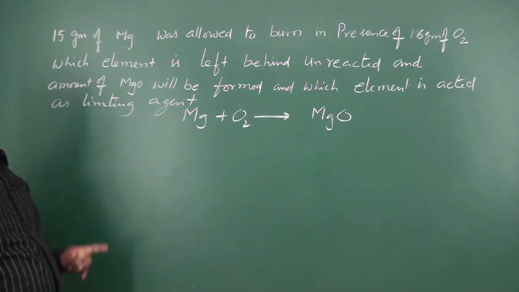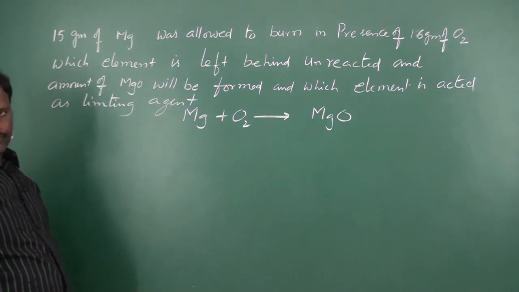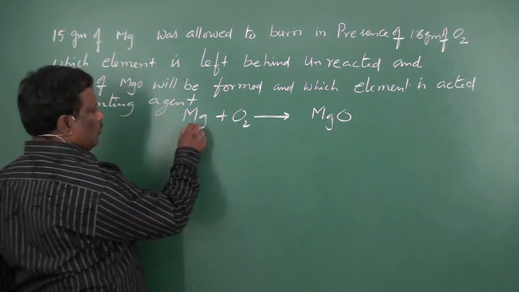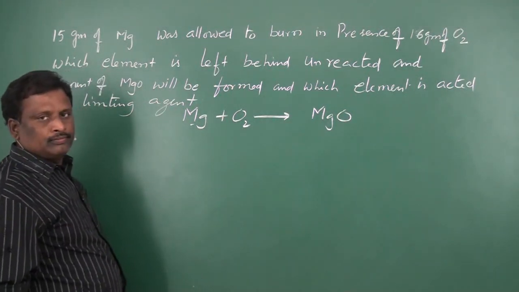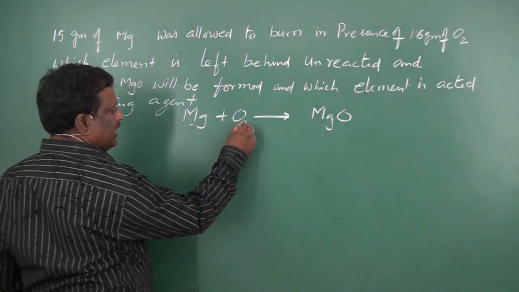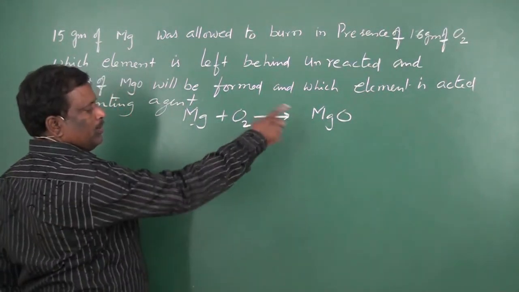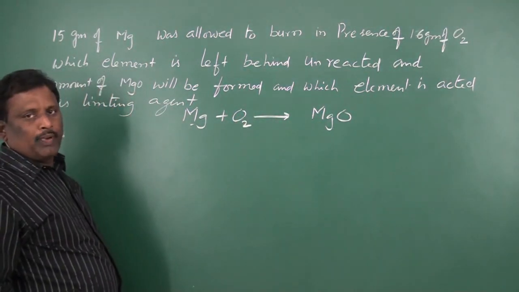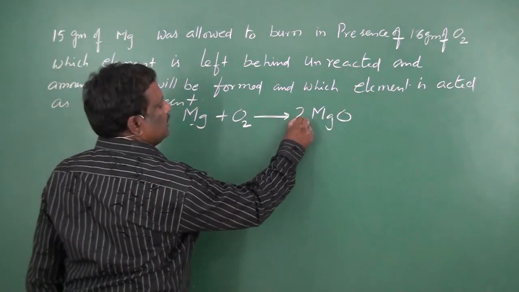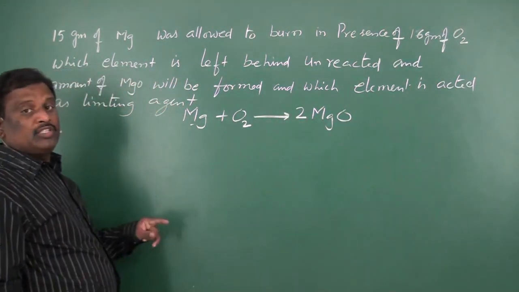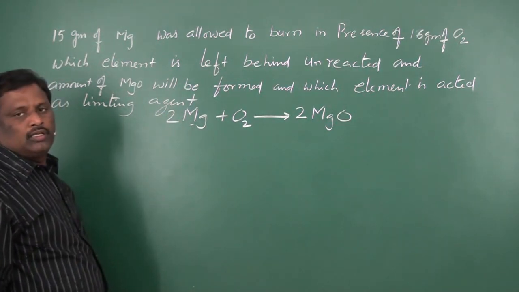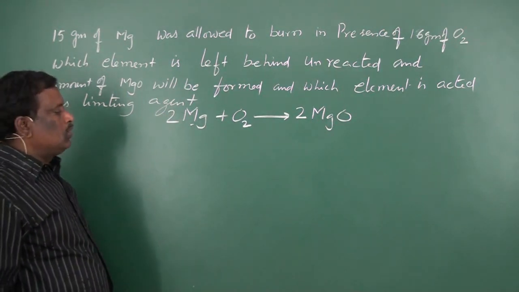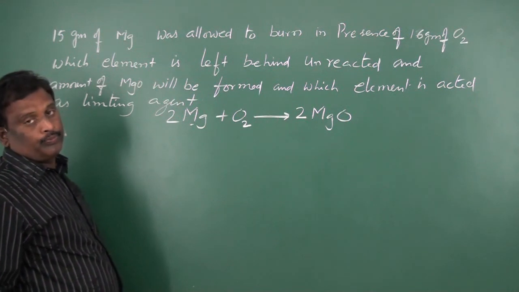But now you have to verify whether the reaction is balanced or not. Here on the reactant side 1 Mg is there, product side 1 Mg, so Mg is balanced. Then oxygen: on the reactant side we have 2 oxygen atoms, but there is only 1 oxygen on the product side. To balance it, you have to put 2 here, 2 MgO. Again Mg is unbalanced, so put 2 here. So 2 Mg plus O2 gives 2 MgO.